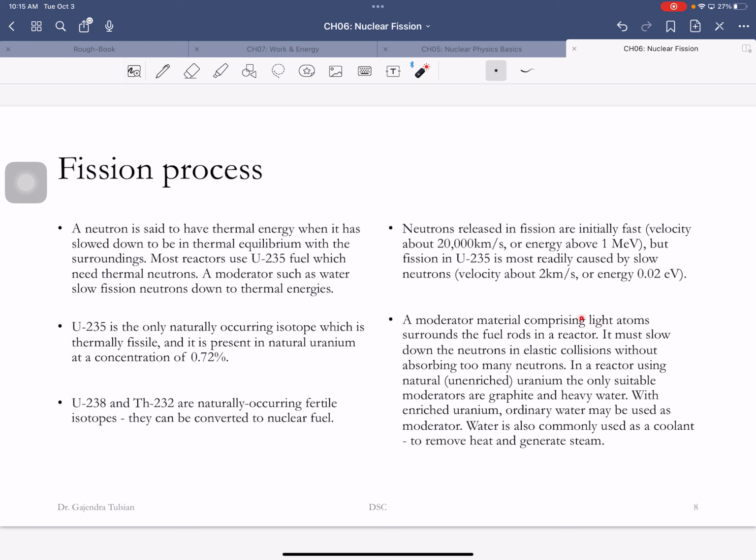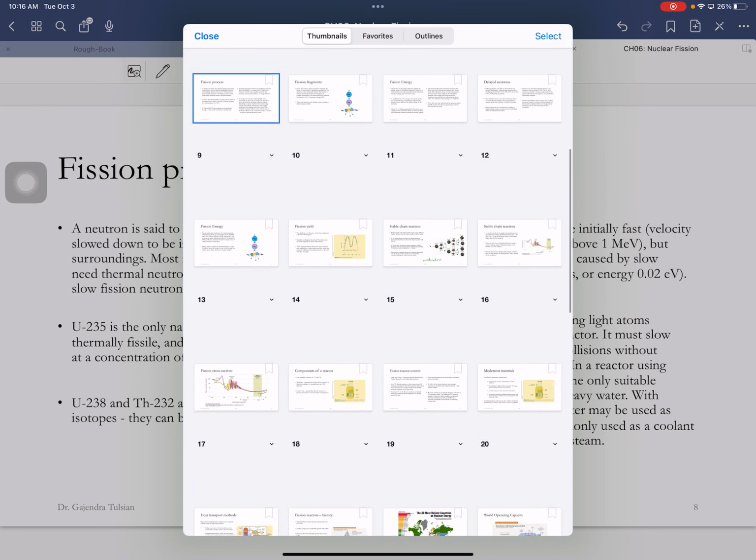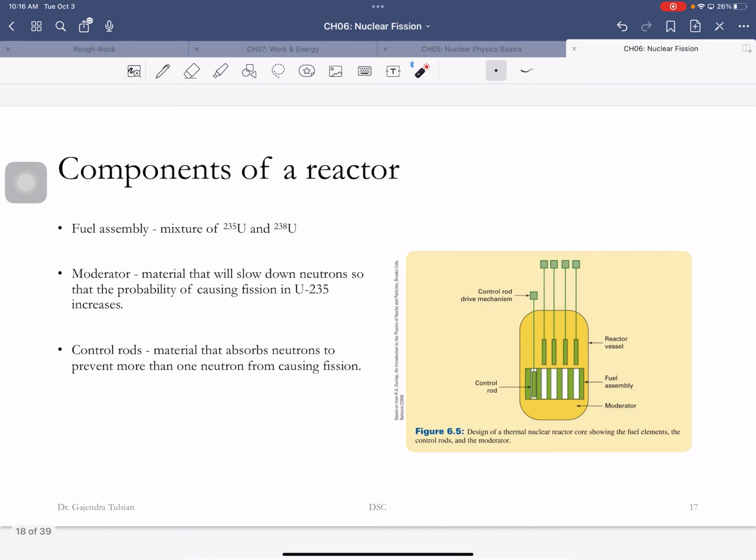A moderator material comprising light atoms surrounds the fuel rod in a reactor. It must slow down the neutrons. Here's a reactor vessel. This is the moderator. This is just bathed in water, and water acts as a moderator. Water is one of the moderators, so the neutrons are coming out and going about randomly fast, and the moderator slows them down, and one of those slow neutrons can cause a further reaction.